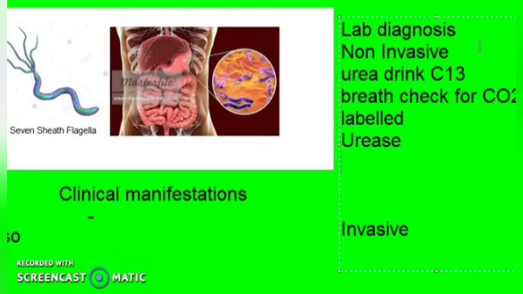Just remember, E. coli is actually urease negative. Okay, that is helpful for us, right? Because Helicobacter pylori is urease positive.